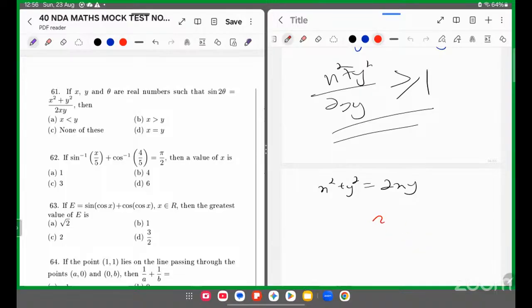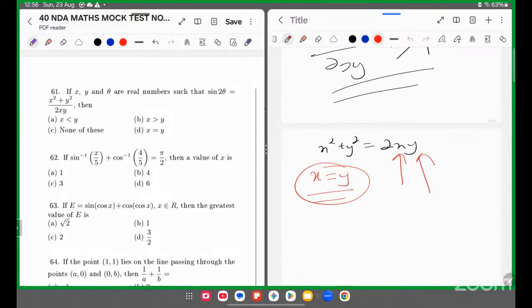So if you want to say that x square plus y square is equal to 2xy, then the only possibility is x is equal to y. Because x square plus y square is a square, and a square is always a positive number. So x should be positive, y should be positive. x cannot be negative, y cannot be negative. If both x and y are negative, it will become positive.